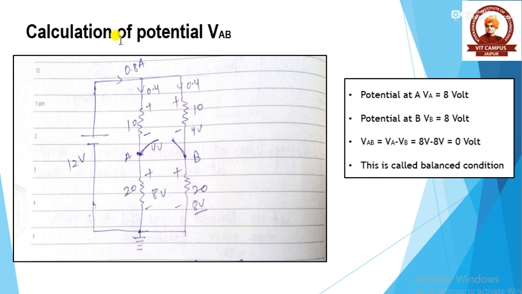Now we can calculate the potential VAB. For calculating the potential, we look to the ground from the point where we have to calculate the potential. So the potential at A, VA, is 8 volt and the potential at B, VB, is 8 volt. So the potential difference VAB is equal to VA minus VB, which is 0 volt. Now we can say that this is a balanced condition.